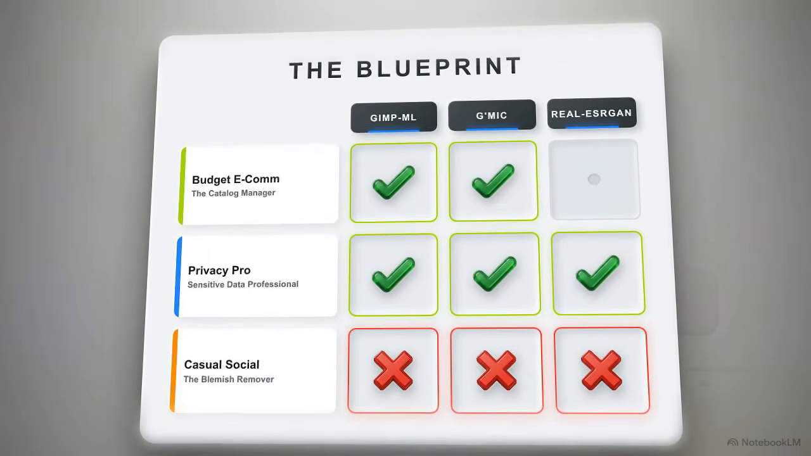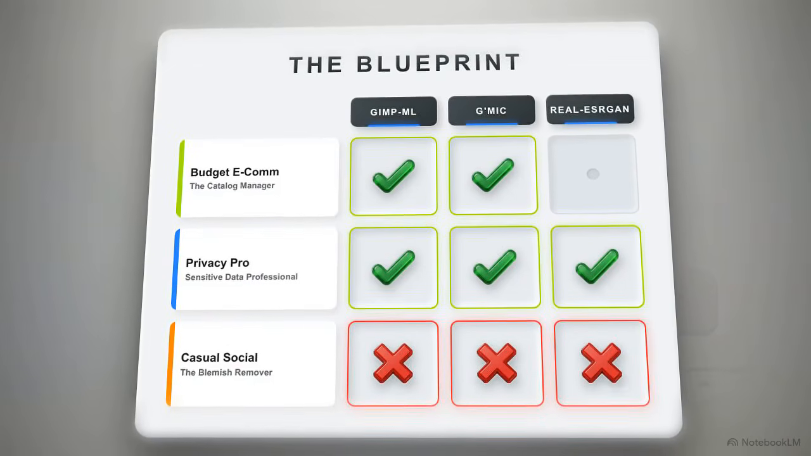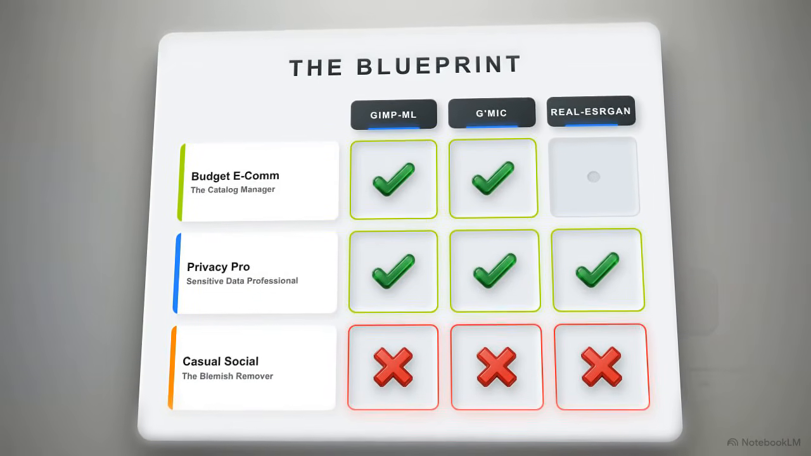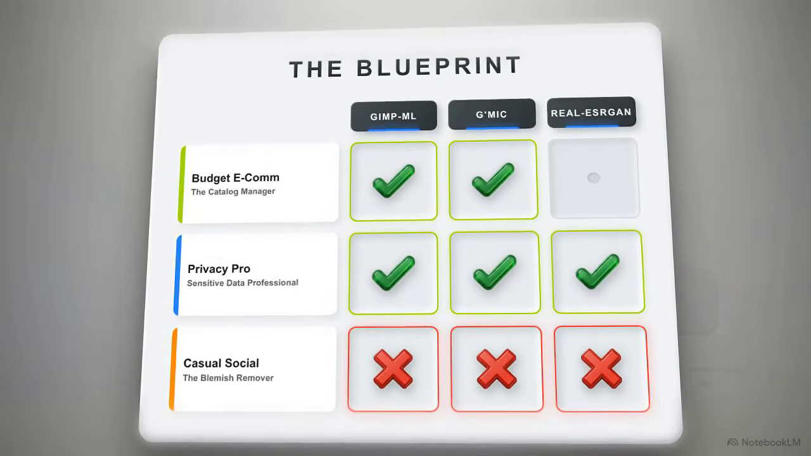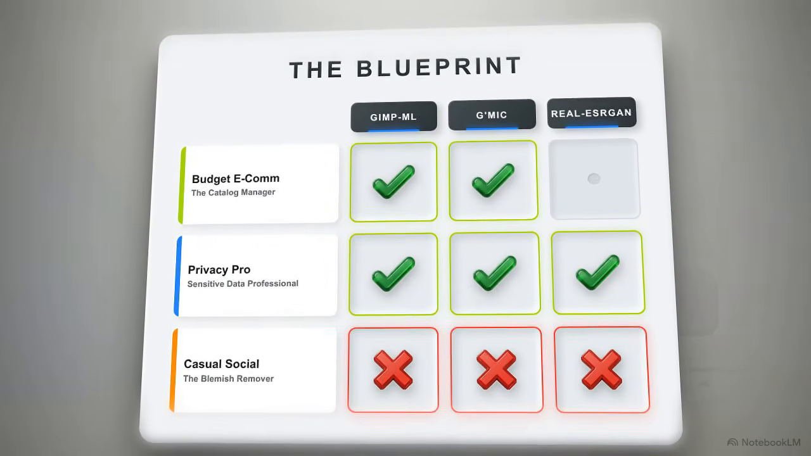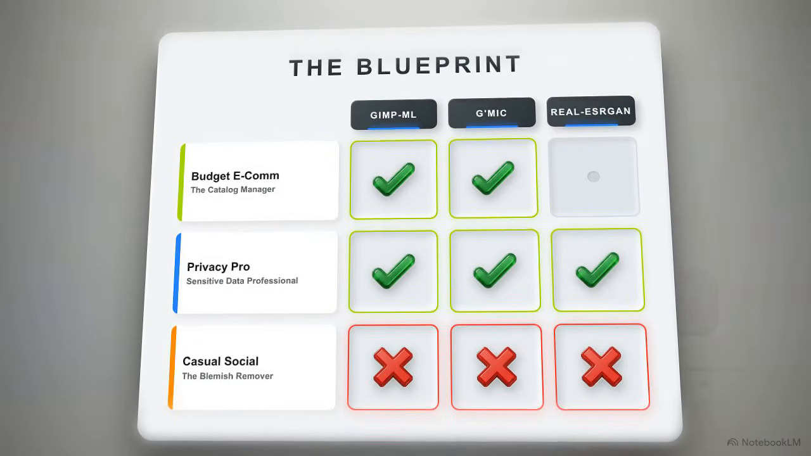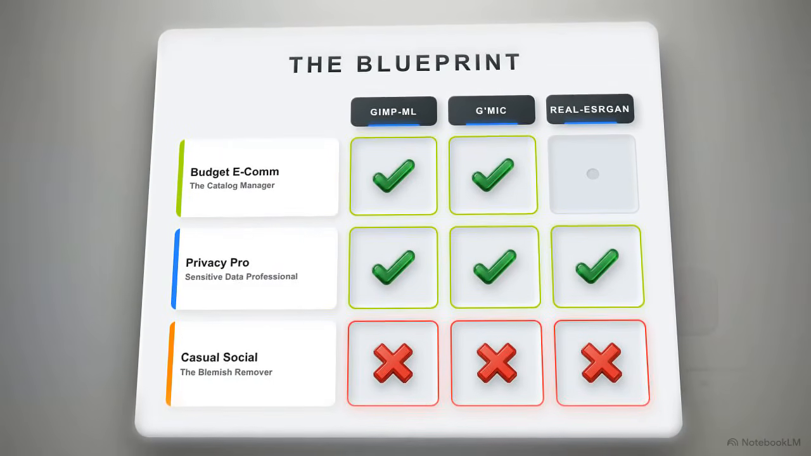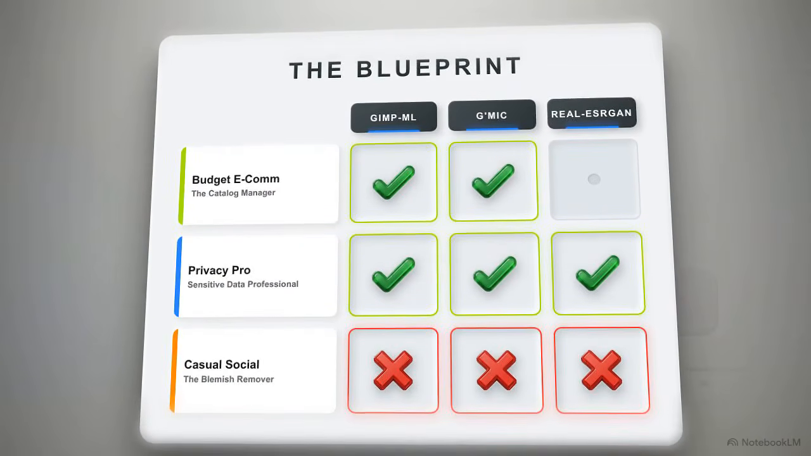First is the e-commerce catalog manager. They have zero budget and hundreds of products to process. They absolutely must install GIMP ML and GMIC. The hours they save by automating background removal and noise reduction heavily outweigh the painful initial setup process.